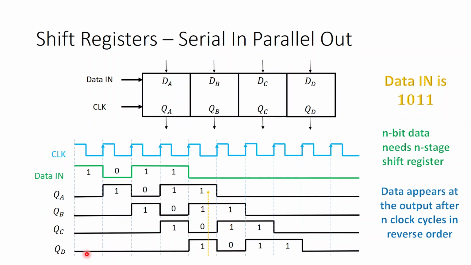Now the next shift register is the serial in parallel out. So here the data is coming in through the DA only, but it is coming out. We are reading all the QA, QB, QC, QD at once.